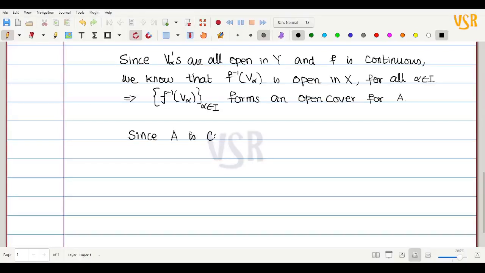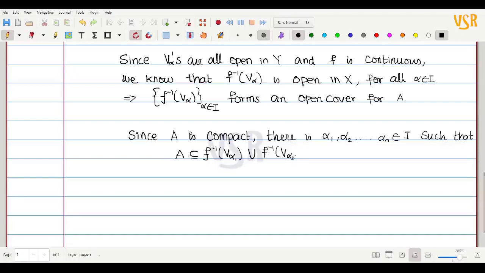since A is compact, there exist alpha 1, alpha 2, up to alpha n in capital I such that capital A is a subset of f inverse of V alpha 1 union f inverse of V alpha 2 union up to f inverse of V alpha n.